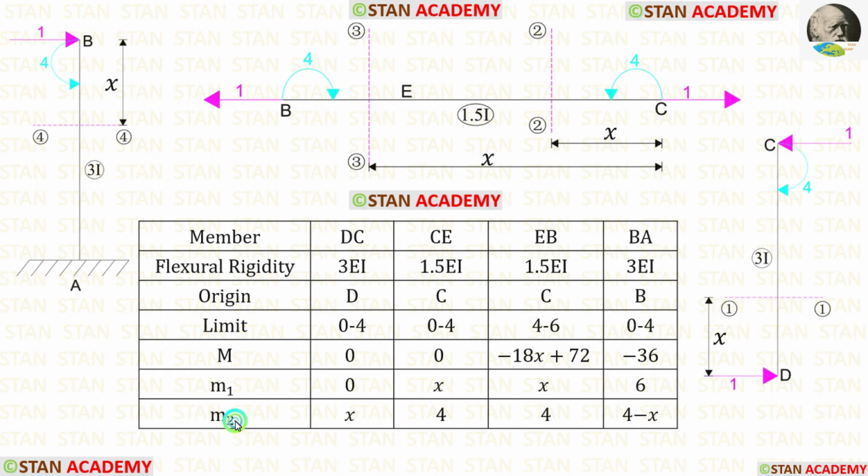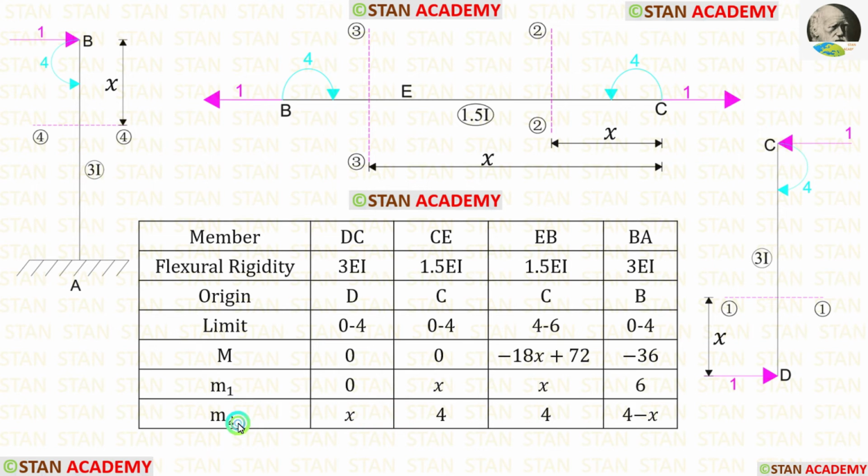Now let us find M2 in DC. This unit load is acting in the anti-clockwise direction, so it will be positive and the distance is x. 1 into x, we will get x.